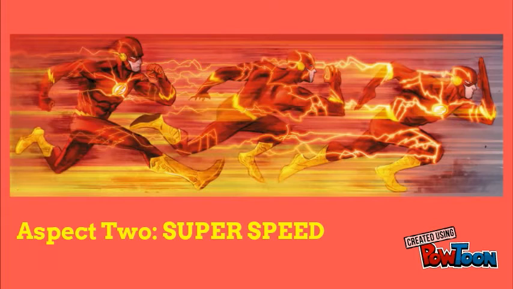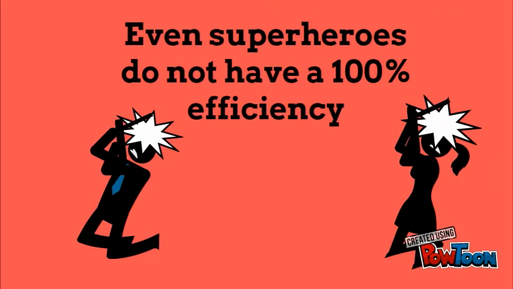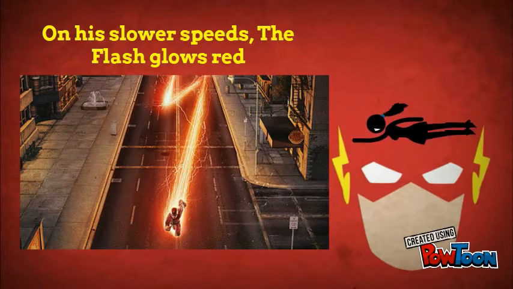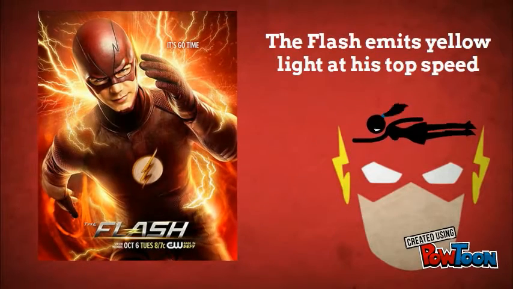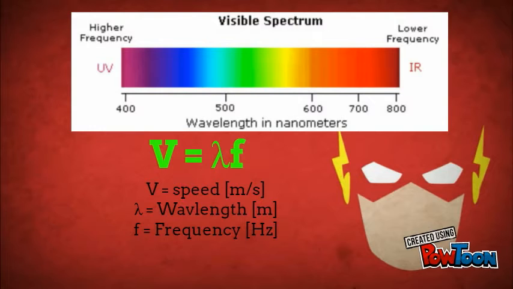Now, on to the Flash's superpower. Barry's DNA morphs so his body gains the ability to utilize an immense amount of energy to accelerate and gain speed. Since his body isn't 100% efficient, Barry emits energy in the form of light when he runs. When he runs relatively slow, he emits red light, and when Barry runs fast, he emits yellow light, both of which have varying wavelengths defined by v equals lambda f.